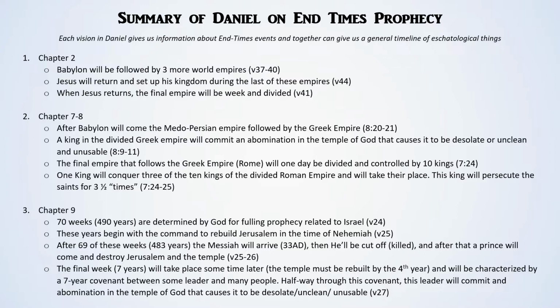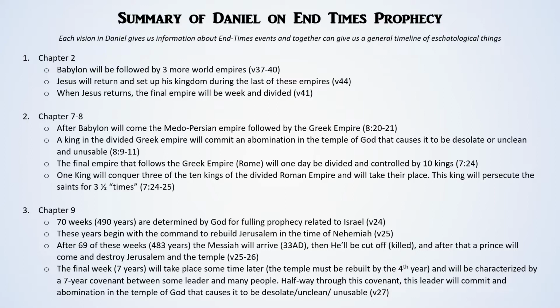After 69 of these weeks, the Messiah will arrive, and that happened in 33 AD, and he'll be killed, cut off, and after that, a prince will come and destroy Jerusalem and the temple. That's all in verses 25 and 26 of Daniel chapter 9.